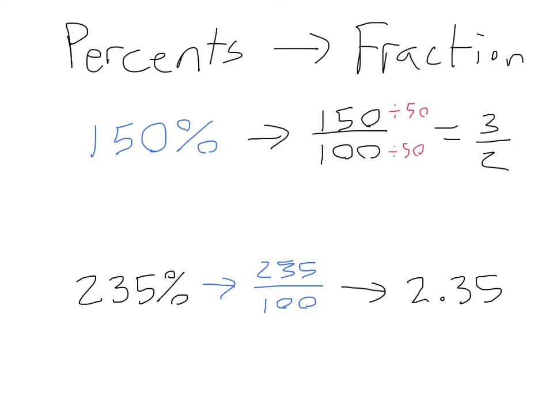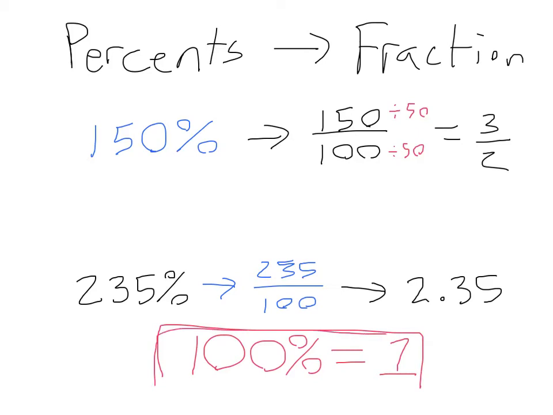Okay, and a really important percent to remember, I'm going to write this in big red numbers, is 100% is equal to, right, 100 per 100, or 100 divided by 100 is equal to 1. Okay, and that's an important thing to remember here. So 235% is 2.35, because percent means per 100 or divide by 100. All right.